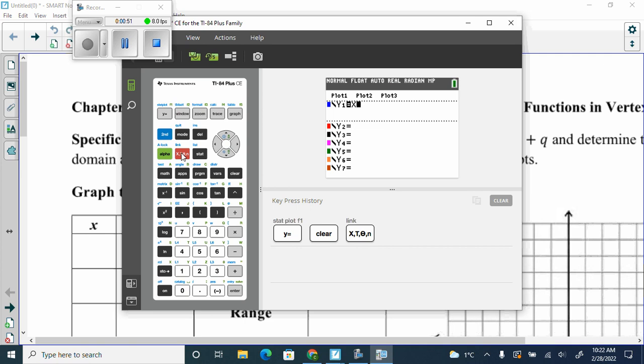And then squared. There's a square button here, or you can do this little up arrow, squared. Either one. This one only gets you squared. This one would get you to like 3, to the 4, to the 5, to the 6, whatever.